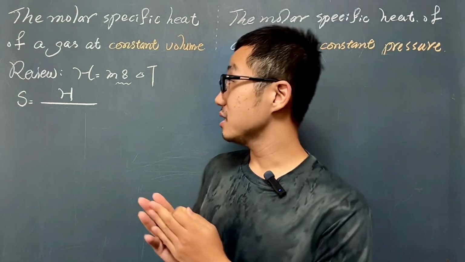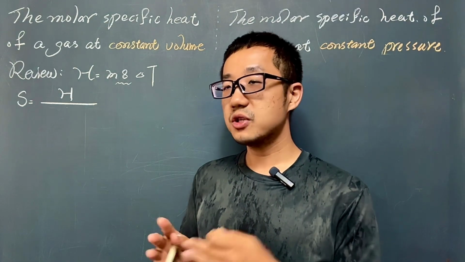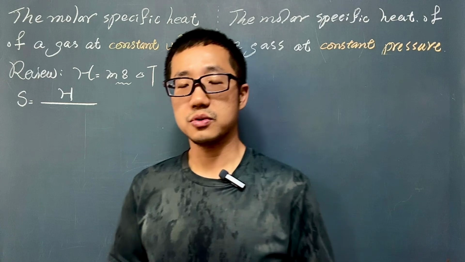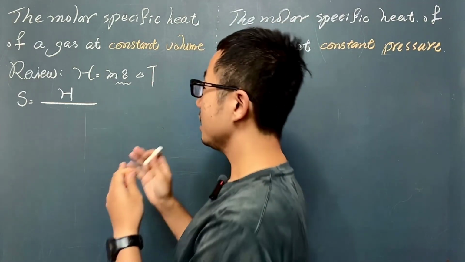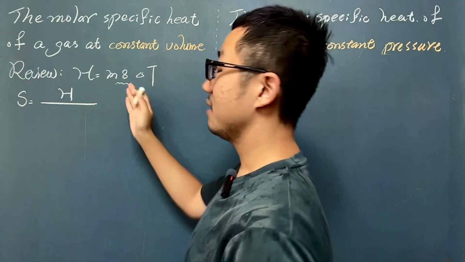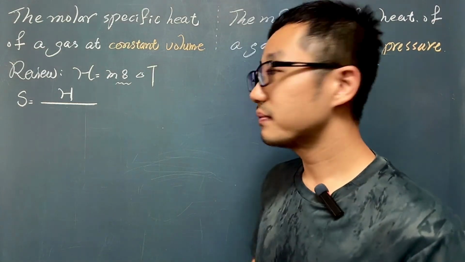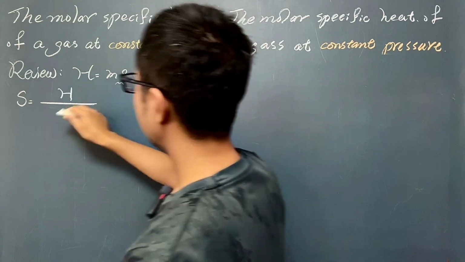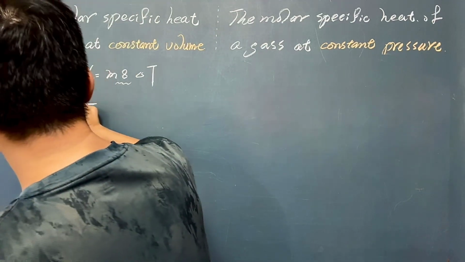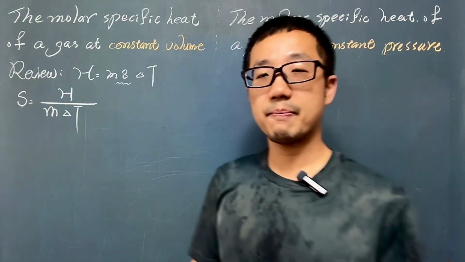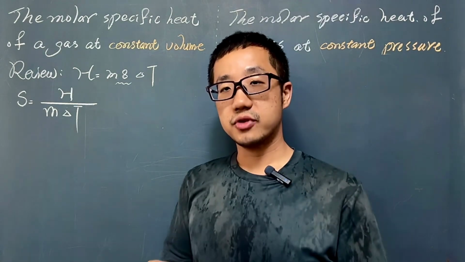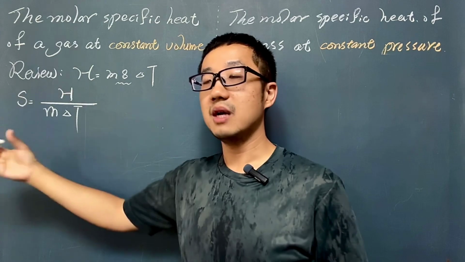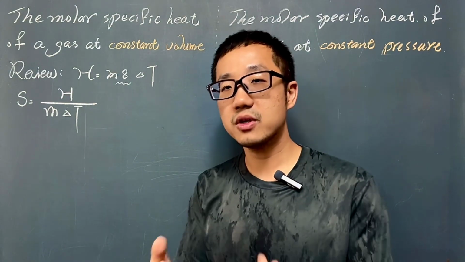H equals mS delta T. You must be familiar with this formula from when you were a junior high school student. So look carefully. What is the physics meaning behind the S, behind the specific heat? It's not hard to discover that S is equal to H divided by your mass times the change in temperature. So you need to train yourself to express the physics concept behind the formula and behind the definition. Okay, maybe you can practice with me.